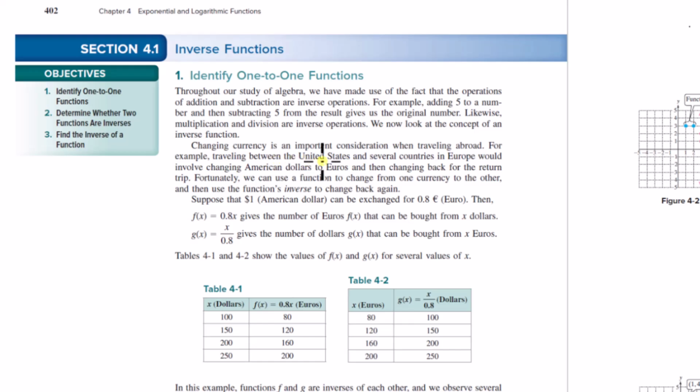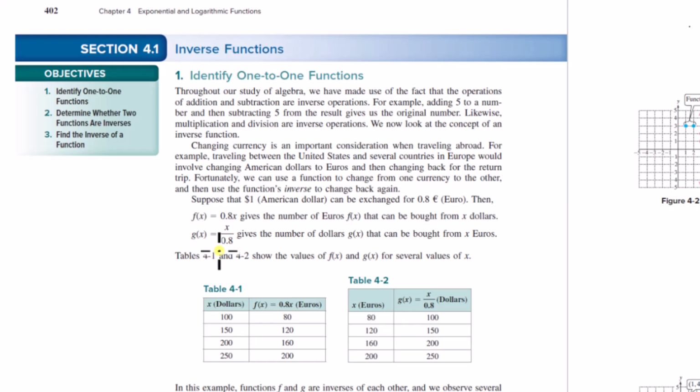Changing currency is an important consideration when traveling abroad. For example, traveling between the United States and several countries in Europe would involve changing American dollars to euros and then changing back for the return trip. Fortunately, we can use a function to change from one currency to the other and then use the function's inverse to change back again. Suppose that 1 American dollar can be exchanged for 0.8 euro, then f of x is equal to 0.8x gives the number of euros that can be bought from x dollars.